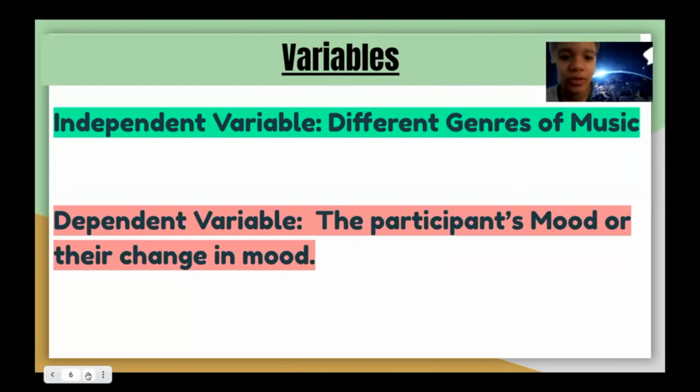Independent variable: different genres of music. Dependent variable: mood, or their change in mood.